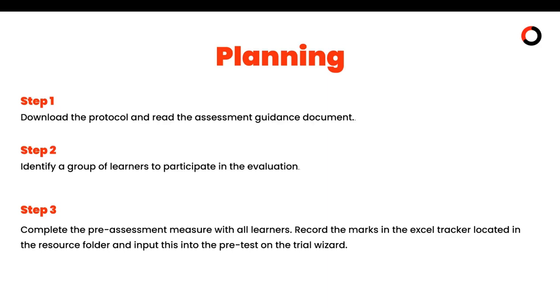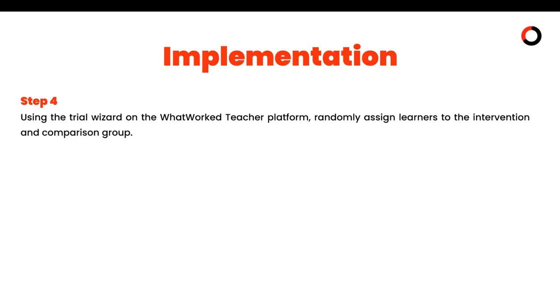This will generate a total difficulty score for each learner, and then you'll input this into the pre-test on the trial wizard. Step 4. Using the trial wizard on the What Works Teaching platform, randomly assign the learners to the intervention and comparator group. This is done for you. You just need to record this on your Excel tracker.